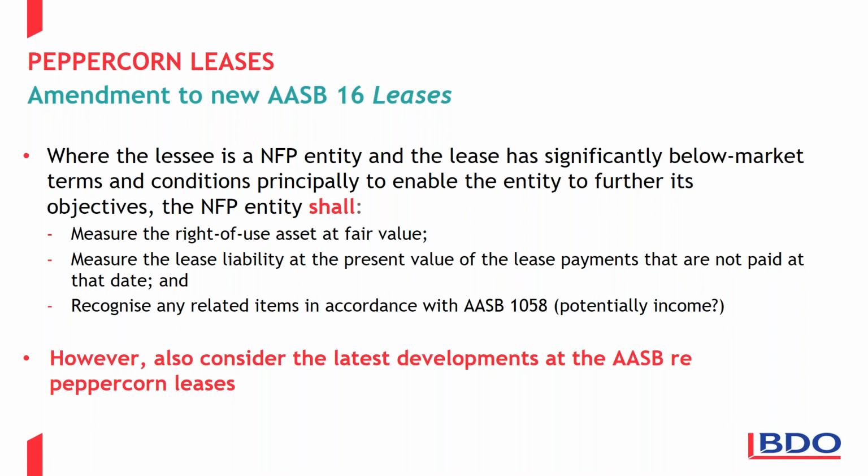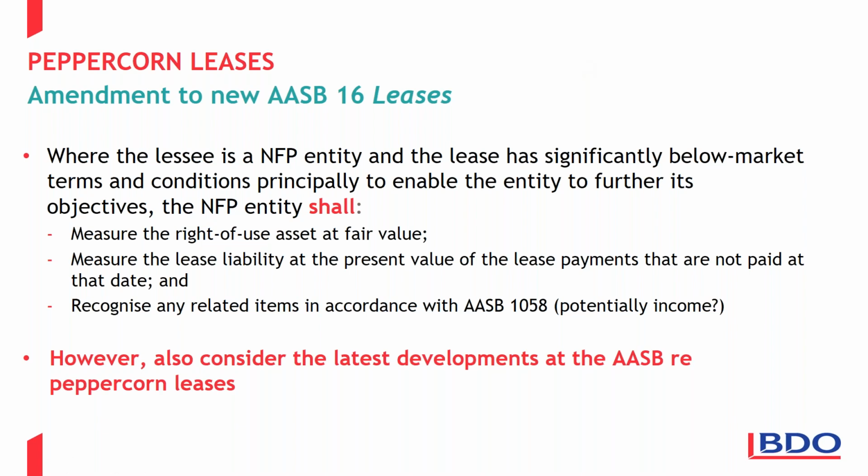In terms of the not-for-profits, the peppercorn leases is the tricky bit. Peppercorn leases, of course, are those, and this is defined in the standards, where the lessee has a lease that is significantly below market value terms, and the conditions are there principally to enable the entity to further its objectives. In that scenario, the right of use asset must be brought on at fair value.